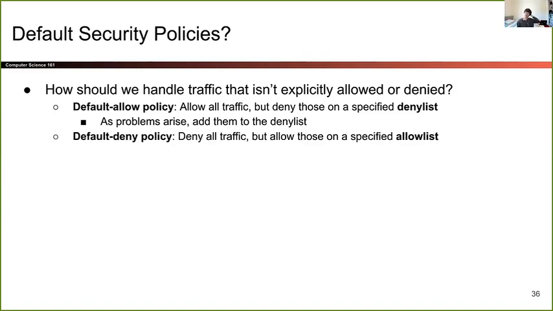Alternatively, we could do default deny. So deny all traffic, but allow those on a specified allow list. As needs arise, or as users complain that, oh, I can't access Google, add them to the allow list.